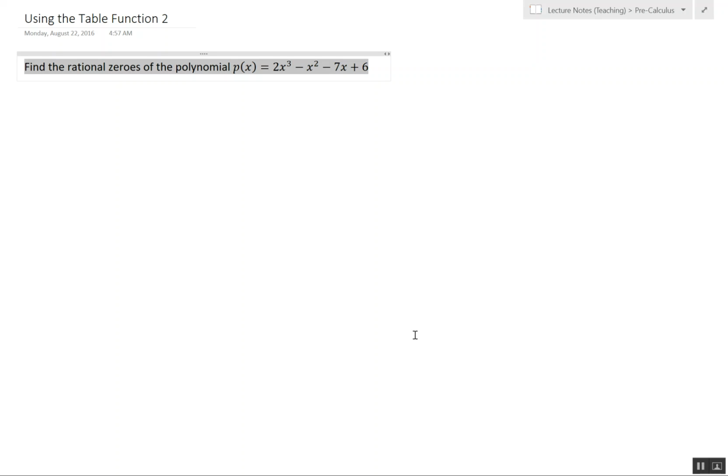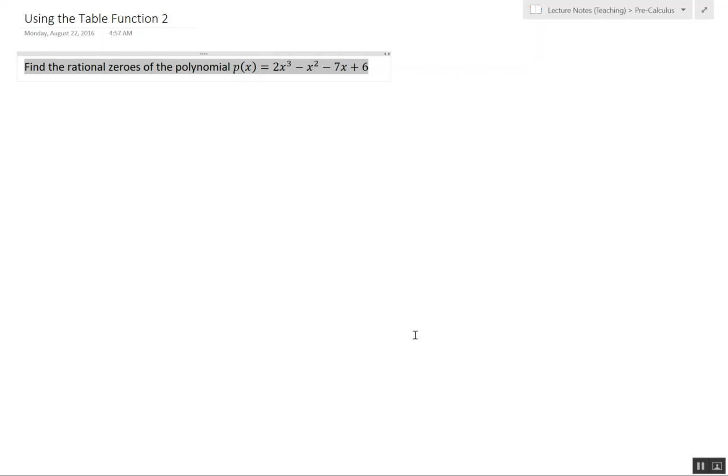Hi everyone, here's the second video on the table function. I pulled a problem from college algebra to illustrate this, because this is typically where I demonstrate this when I teach that course. We're going to find the rational zeros of the polynomial p of x equals 2x cubed minus x squared minus 7x plus 6.